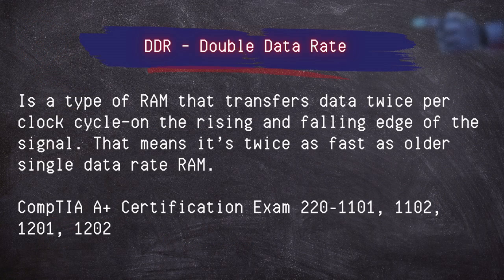DDR, double data rate. Now, DDR is a type of RAM that transfers data twice per clock cycle on the rising and the falling edge of the signal. That means it's twice as fast as the older single data rate RAM.